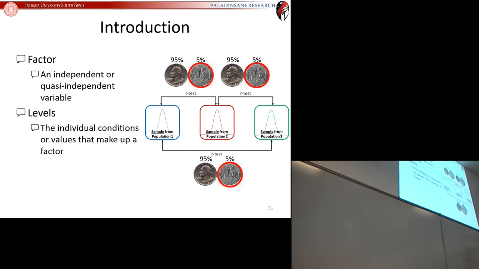Levels for each factor are how many individual conditions make up each factor. So in the infant attachment studies, there were two levels. There was a wire mesh mother and there was a terry cloth mother. If we added a third mother, a silly putty mother, then we would have three levels. So the levels are how many values your variable has.